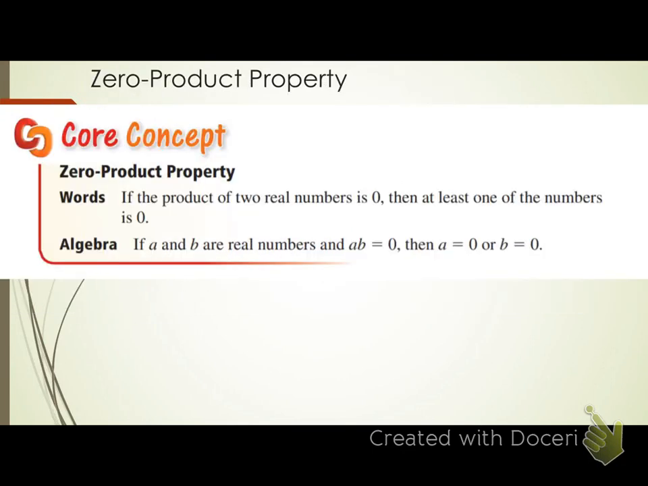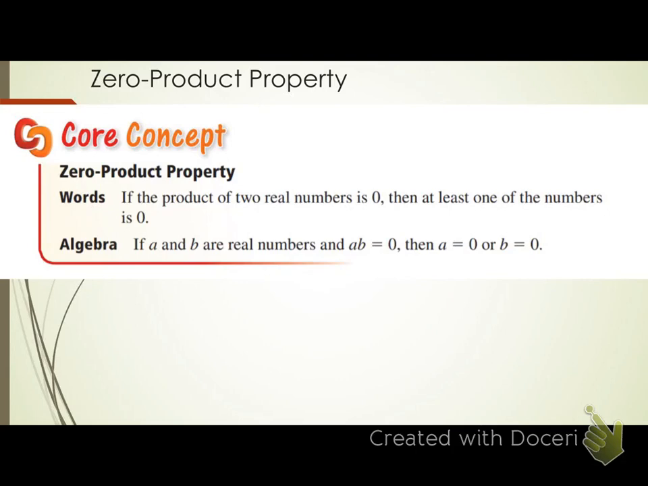Okay, moving on. The zero product property. It sounds really complicated, but if you really just think about it, it's honestly pretty easy. If the product of two numbers equals 0, then at least one of the numbers is 0. Okay? So if you want to look at it down here, if I have two numbers A and B equaling 0, then I know that at least one of these must be 0, right? Because I need a 0 in one of these spots for it to equal 0.